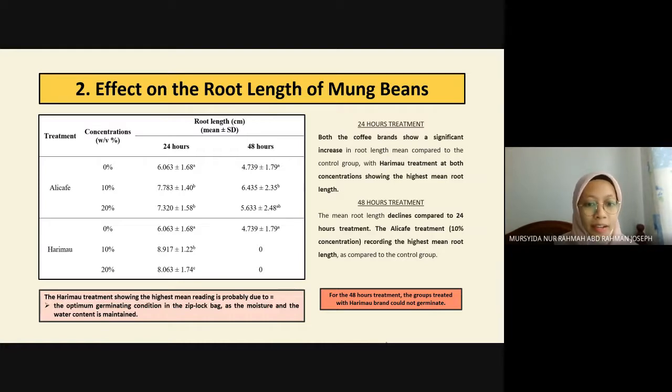And this high mean reading might probably be due to the optimum germinating condition in the Ziploc bag, as the moisture and water content is maintained. And for the 48 hours treatment, we can see a decline as compared to the 24 hours treatment, with the Alikafe treatment at 10% concentration showing the highest mean root length. And still, the groups treated with the Harimau brand could not germinate in the Ziploc bag even after being left for 3 days to germinate.